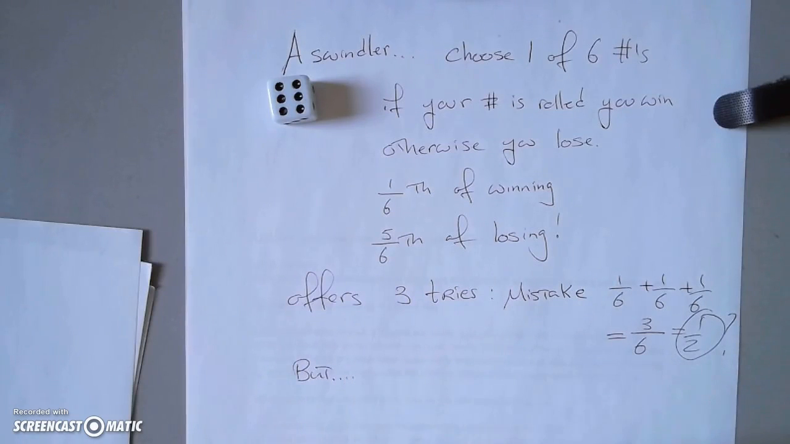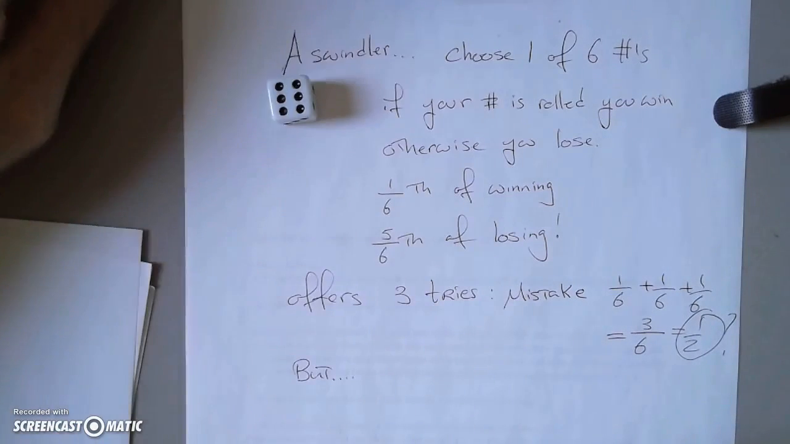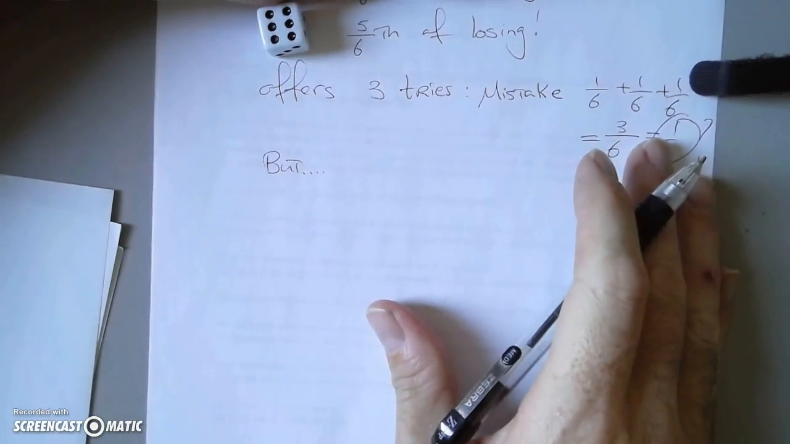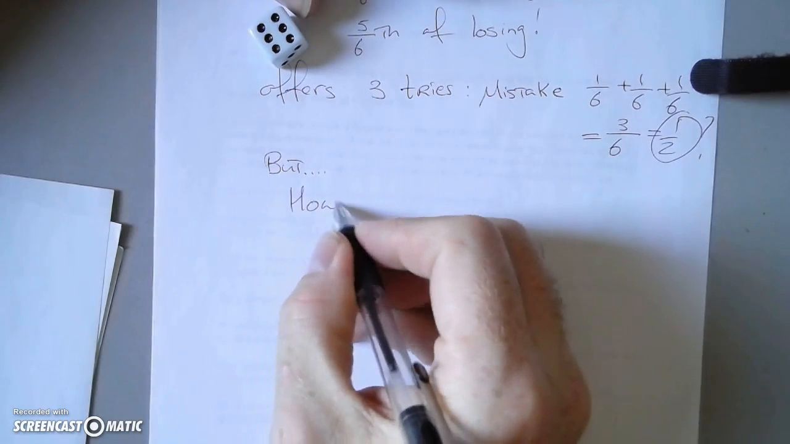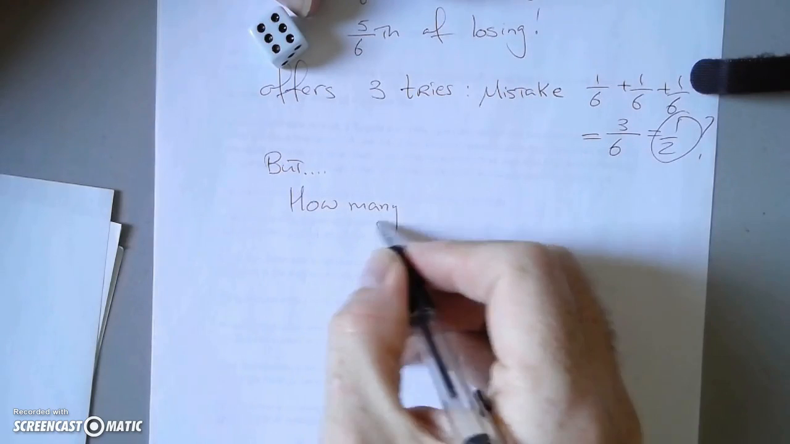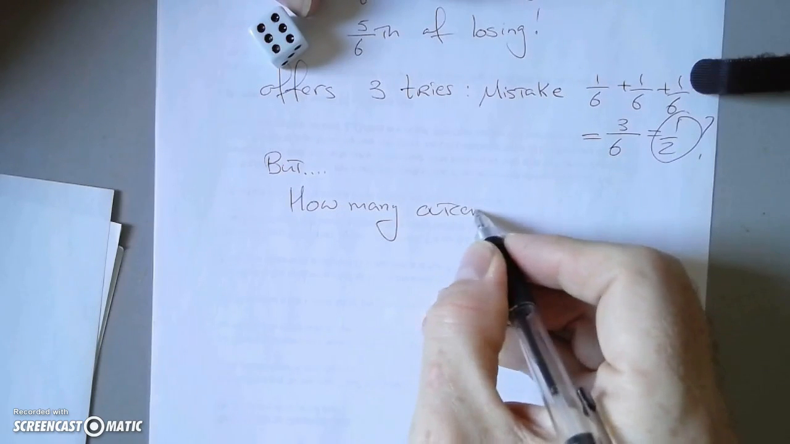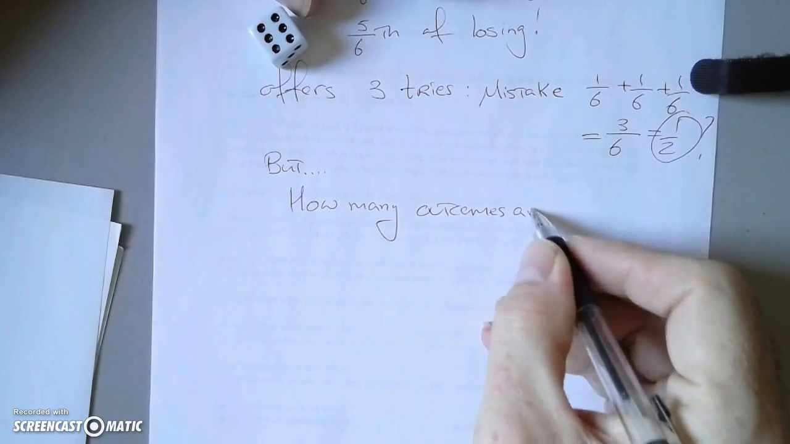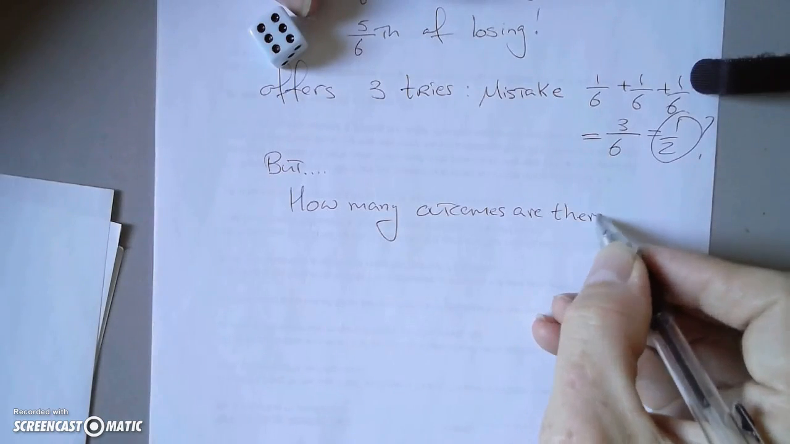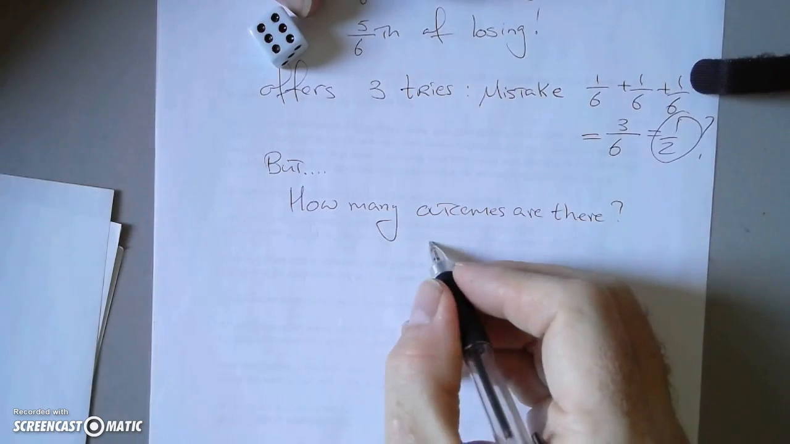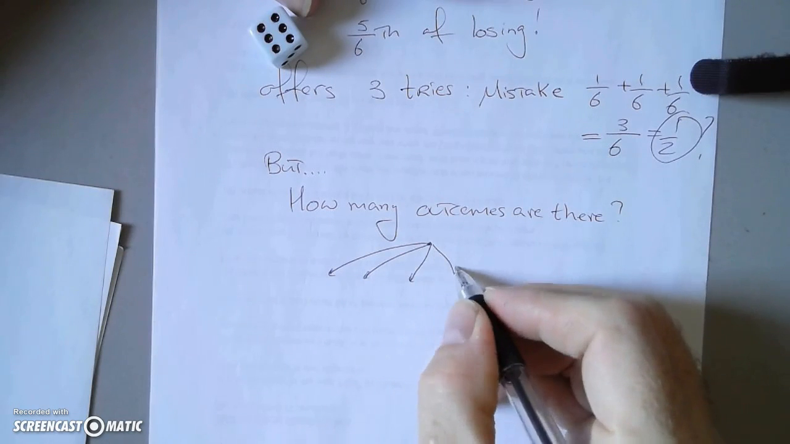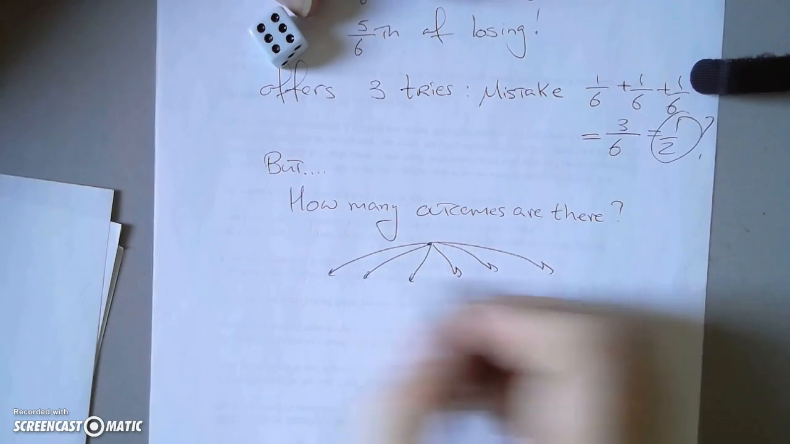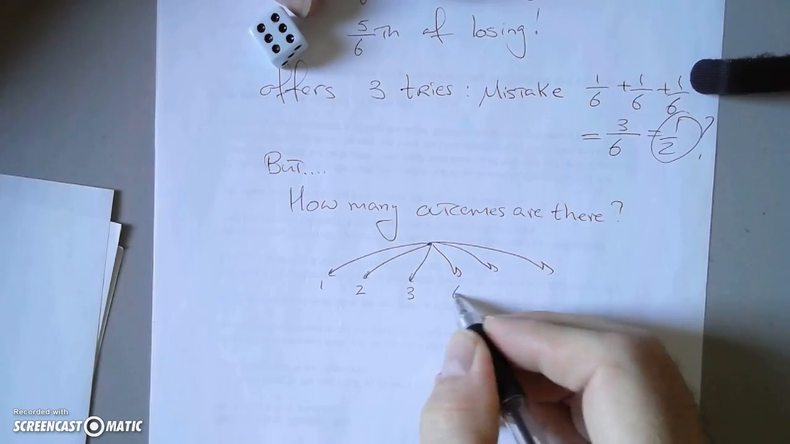But well, let's work it out. Now this is tricky, like all good swindles. How many possible outcomes are there? Well, if you roll a die, 1, 2, 3, 4, 5, 6, there are 6 outcomes.